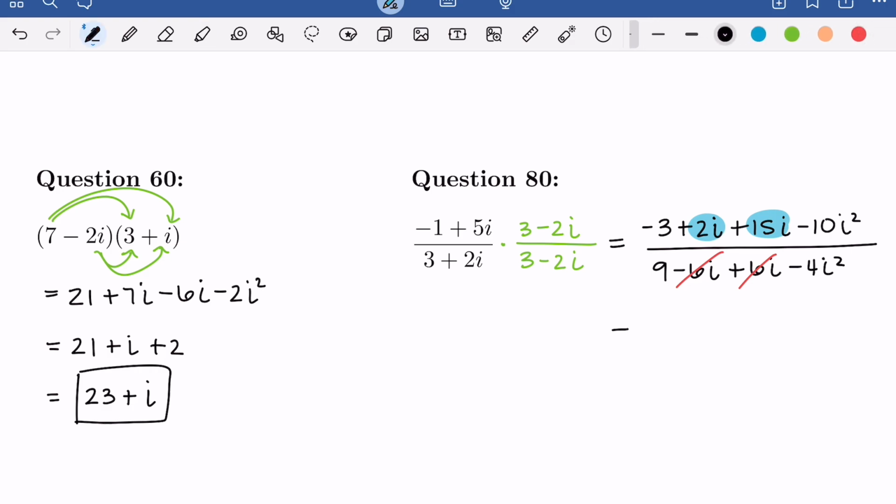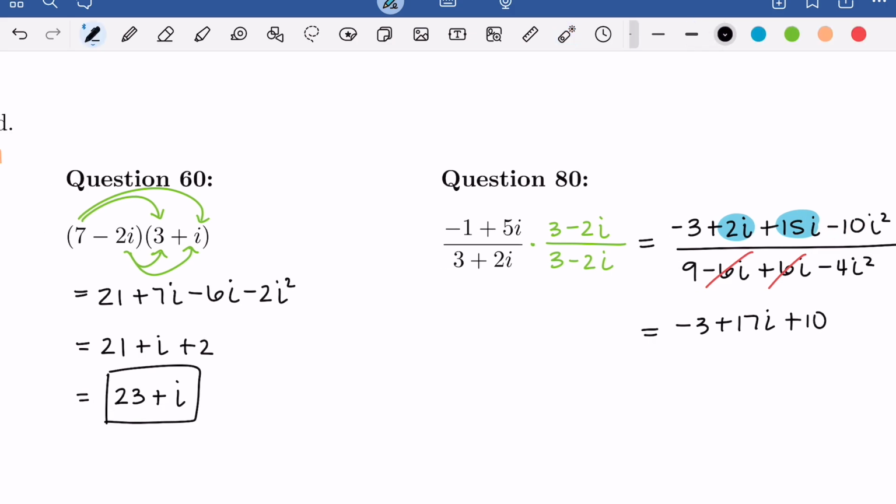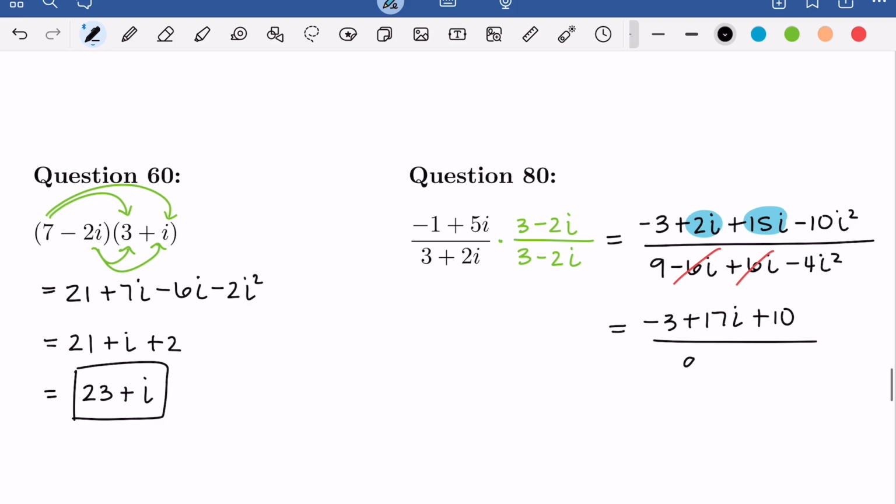Now in the same step, we have minus 3, and we're going to have plus 17i. And in the same step here, remember i squared is negative 1, so this whole thing is going to become a positive 10. So our numerator almost simplifies to this here. And then again here, this is going to turn into a plus 4.